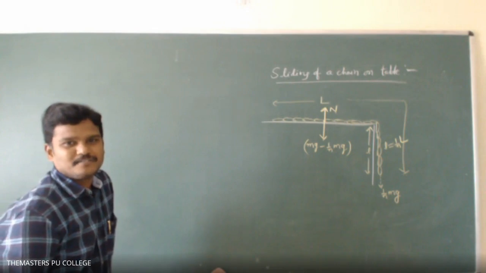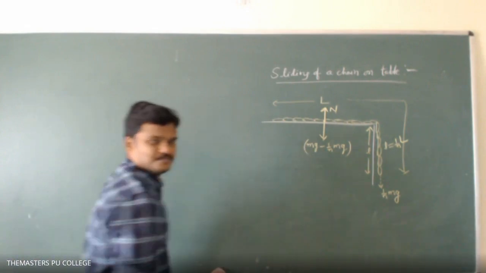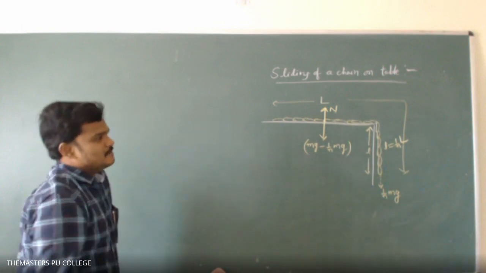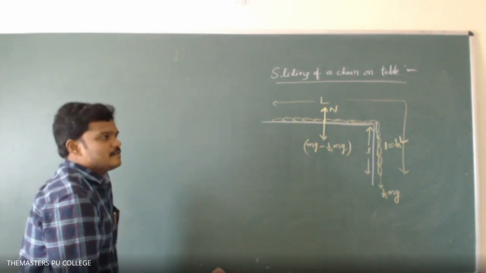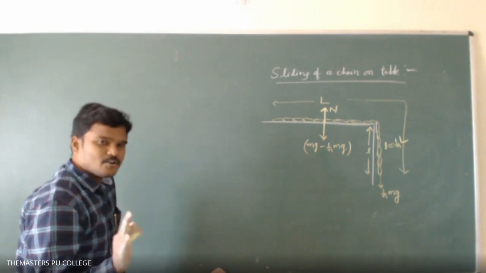If it is the full part, it is 0. Half part, mg minus mg by 2. Are you following this step? What is n? What is n? Normal. Are you following? N is correct or not?